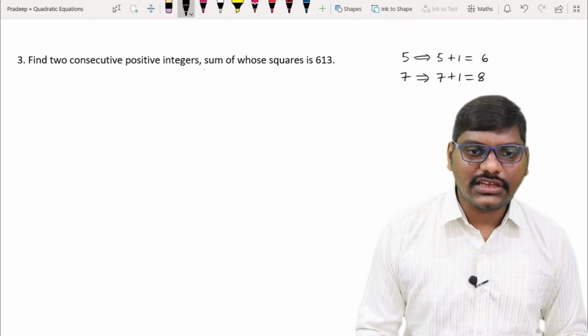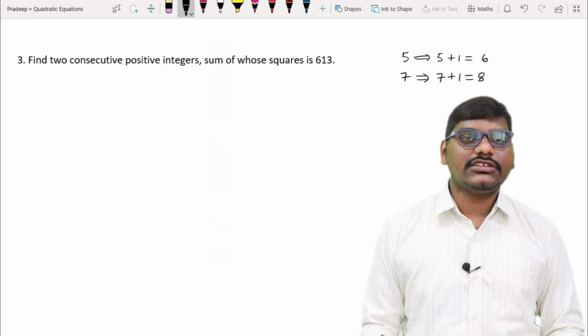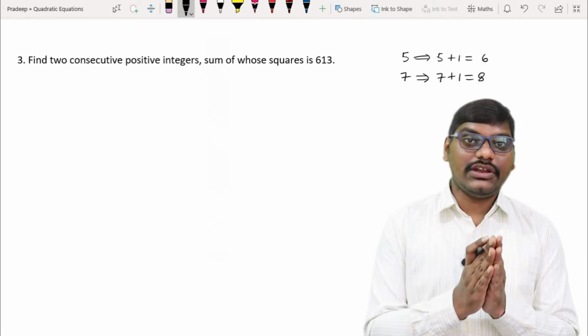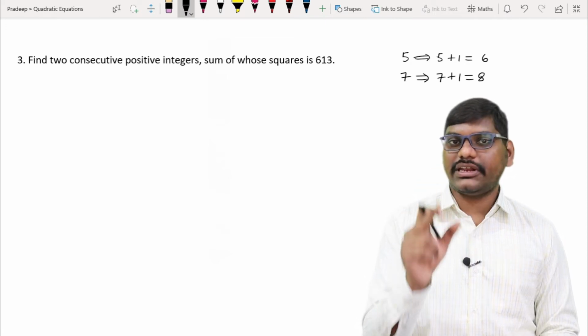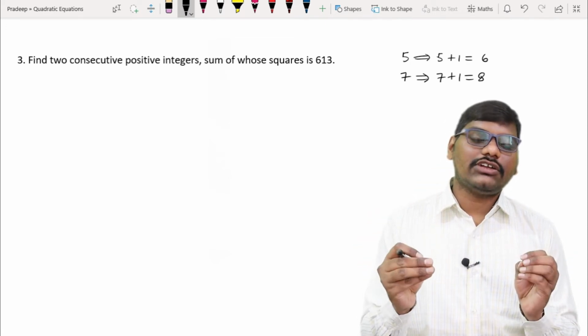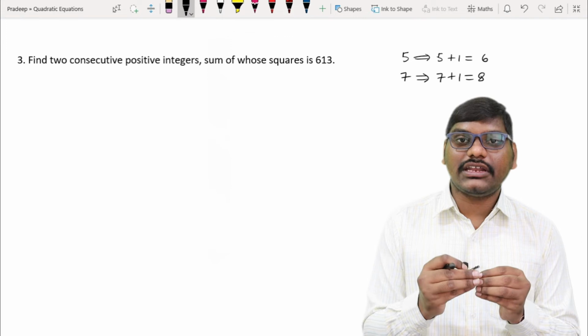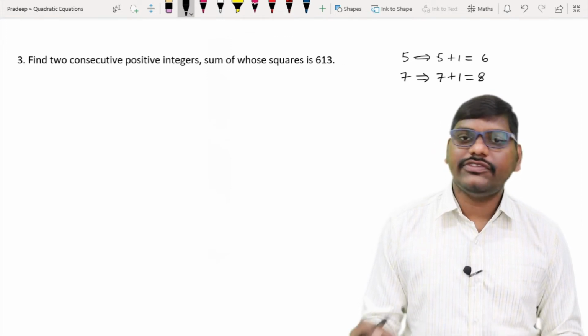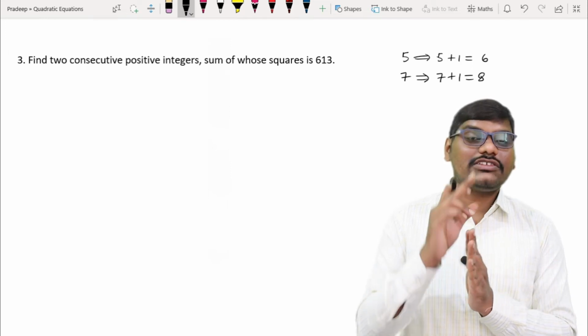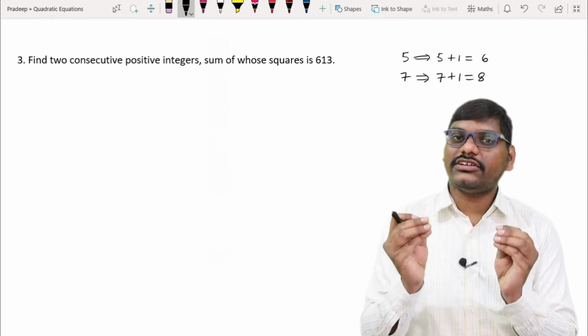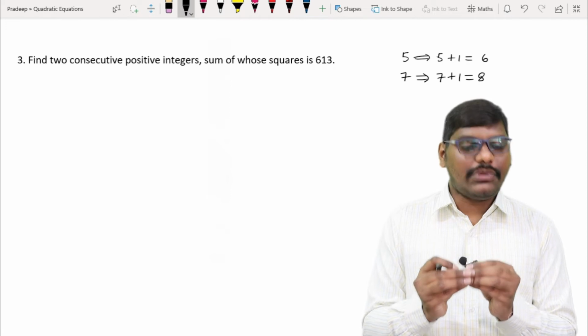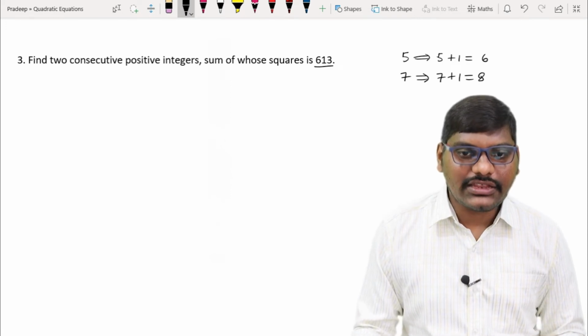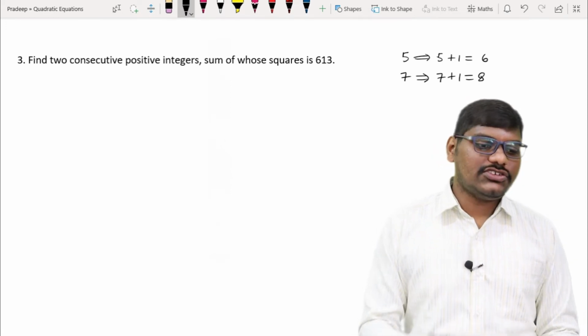So they're saying that the sum of whose squares is 613. Whatever the consecutive numbers are, we have to square each of those numbers. After squaring, whatever values we get, we will add them. Then we'll be getting the value of 613. Alright, so let's try to solve this.